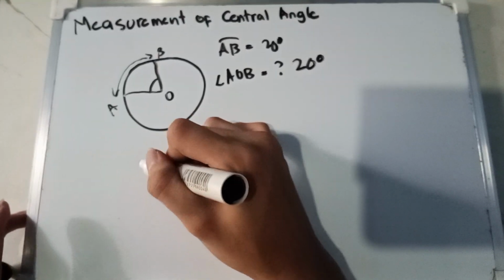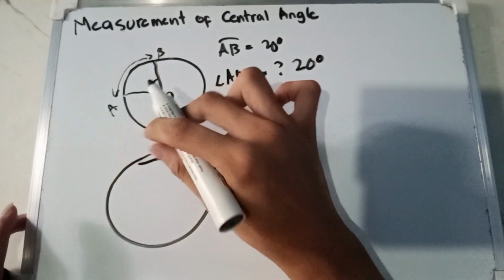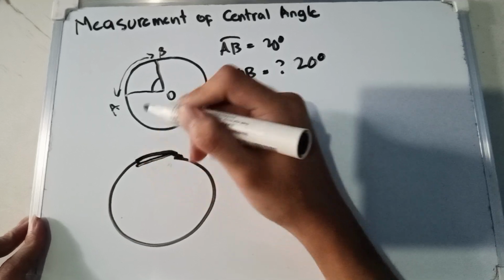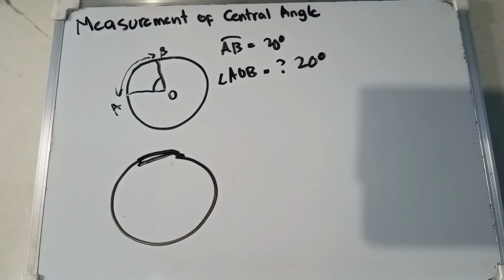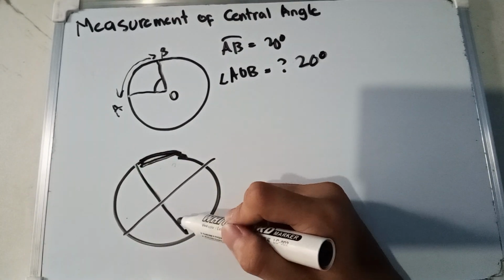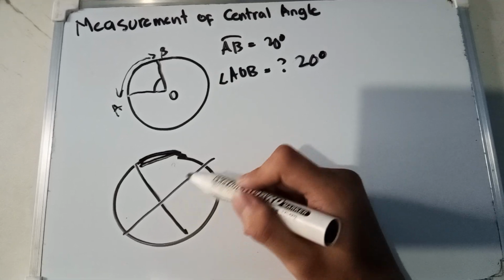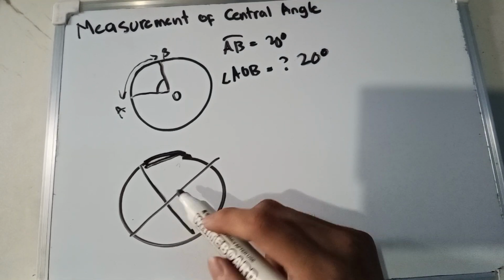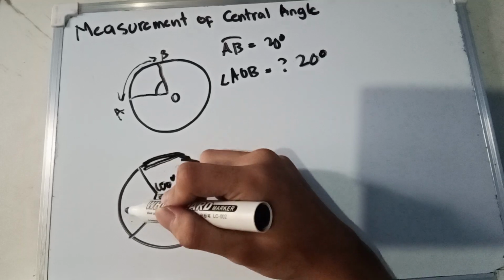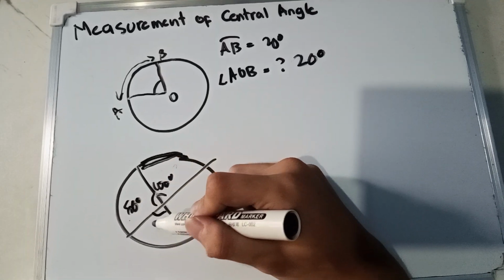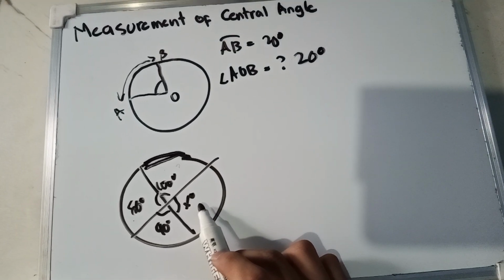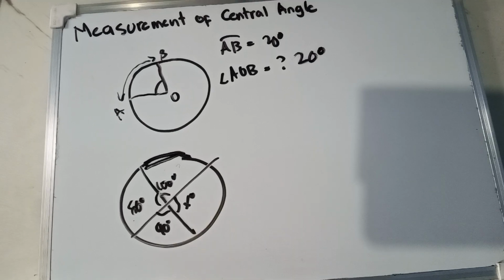Now onto our next problem. Let's say we have a circle here, and it is divided into 4 sectors. A sector again is the region bounded by two radii. So if you have 4 sectors here, this sector is 100 degrees, this sector is 80 degrees, and this sector is 90 degrees. Then what is the central angle in this part, or what's the x?